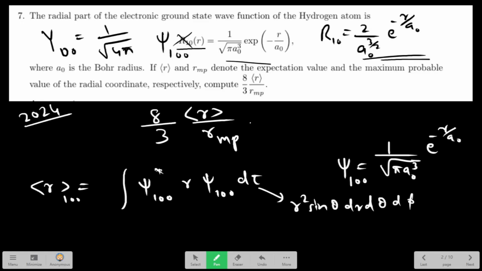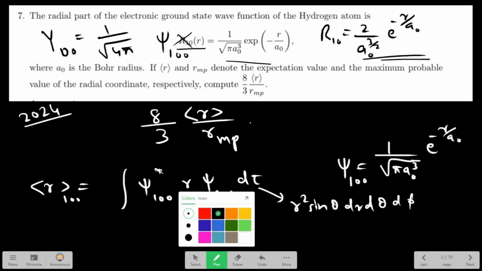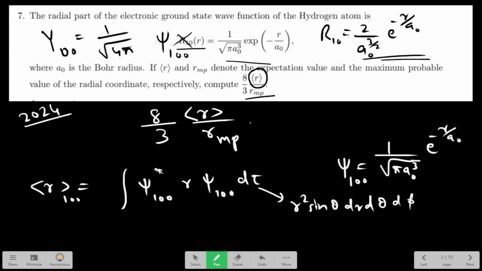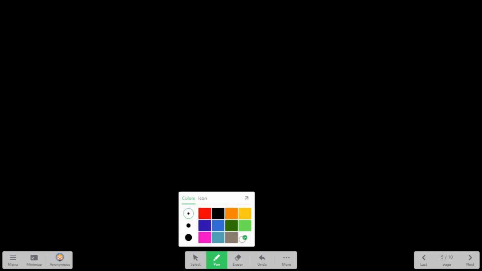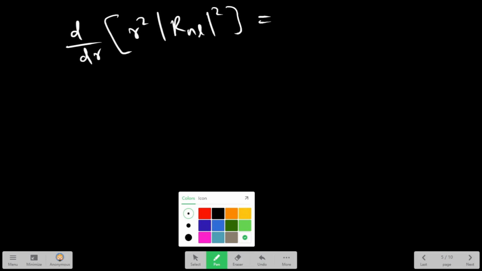Coming back to the question, we now calculated the expectation value of R. Now we need the most probable value of R. To get the most probable value, we differentiate with respect to R, d by dr of R square times modulus of RNL square, and then set it equal to 0, then solve for R, and the value we get is the most probable value of R.